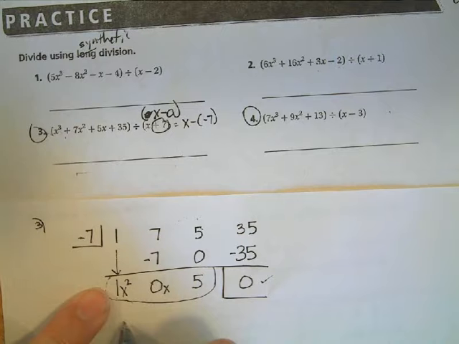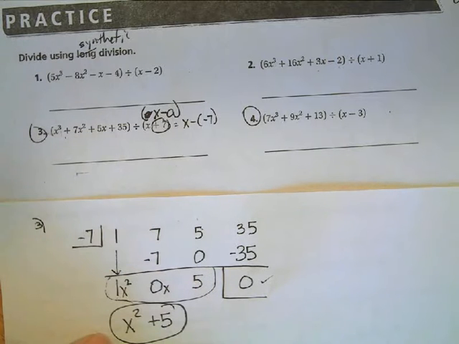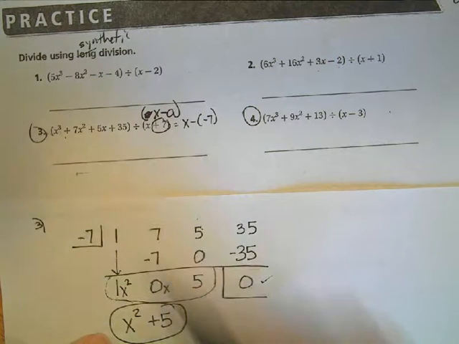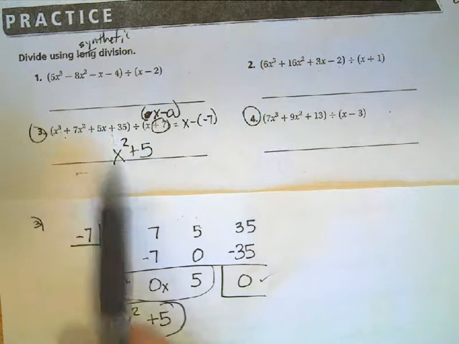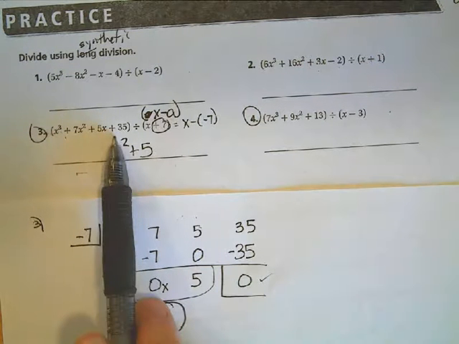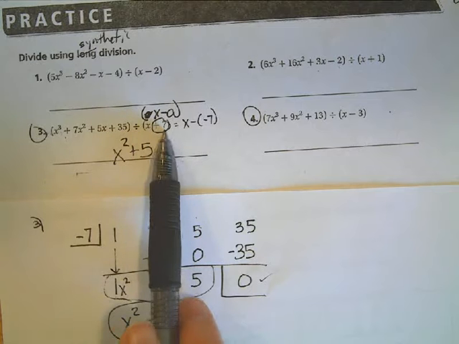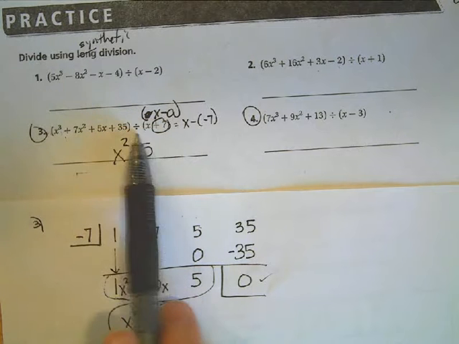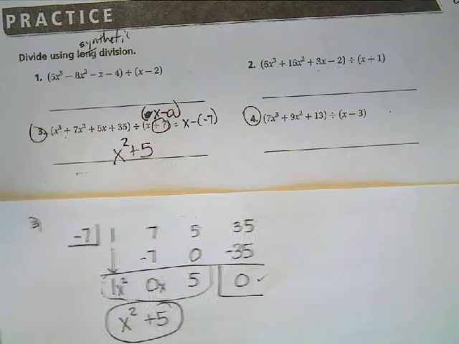So when I write my answer, I have 1x squared, or just x squared. I have 0 x's, so I don't need to write 0x. They go away. And then I have a positive 5 here, so plus 5. So my answer is simply x squared plus 5. If you were asked to write this polynomial as a product of your terms, then you would write x squared plus 5 times x plus 7, since we know x plus 7 goes evenly into this polynomial. So let's look at number 4.